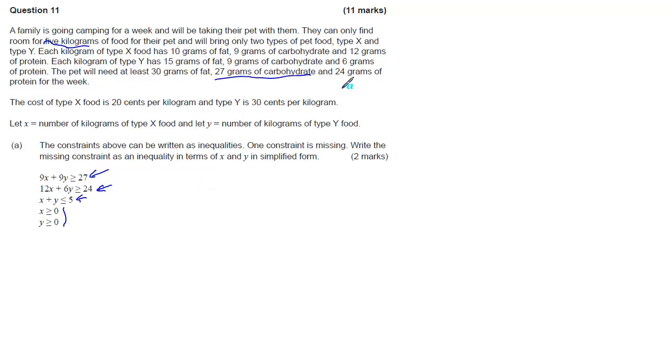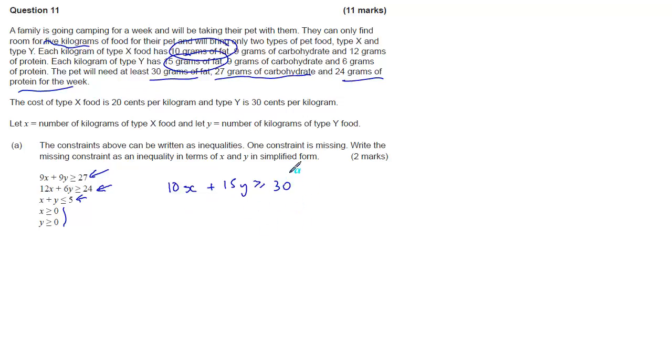This one here with the 24 looks like it might be to do with protein. So let's just check the protein. 12 and 6. 12 and 6. So we're going to have to do the fat one. So that's going to be 10x plus 15y needs to be greater than or equal to, the pet needs at least that, so it's greater than or equal to 30.